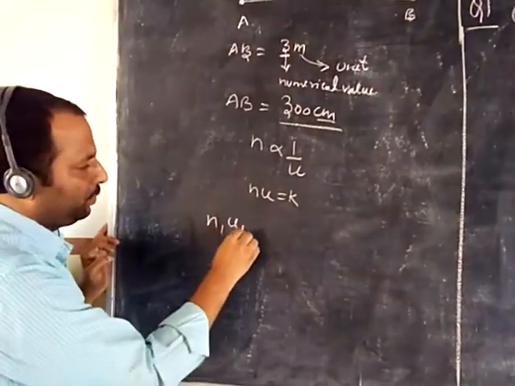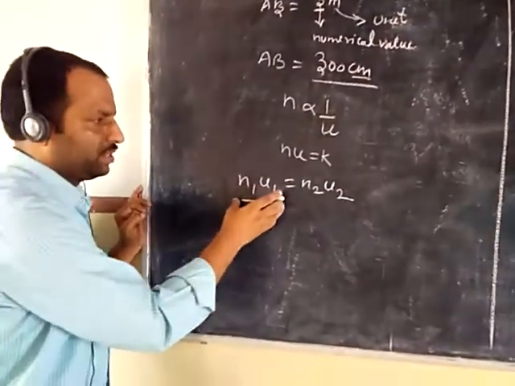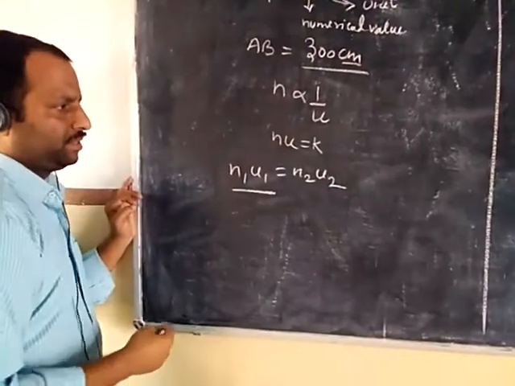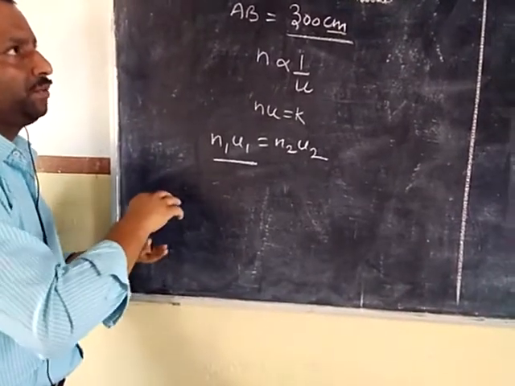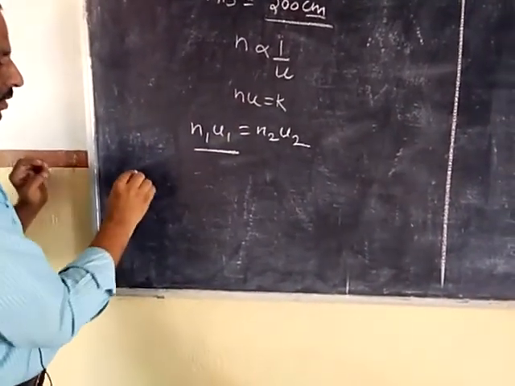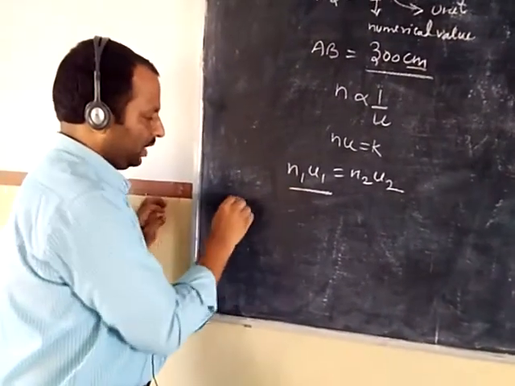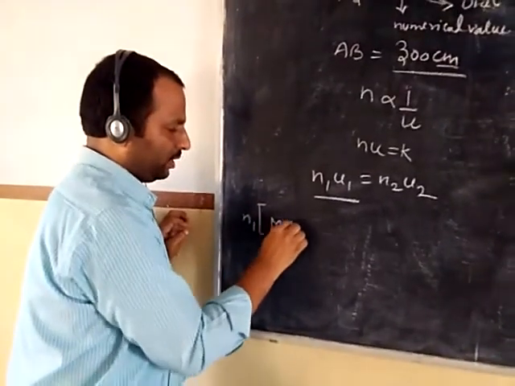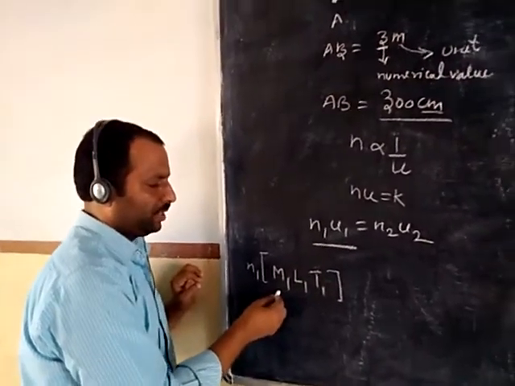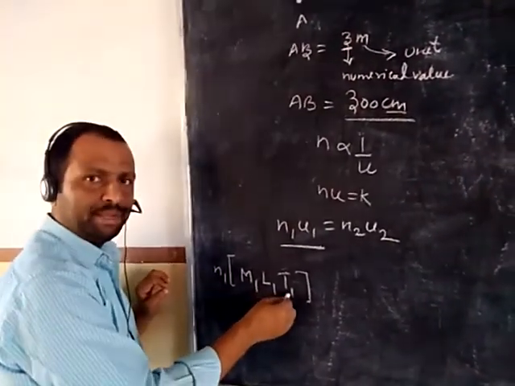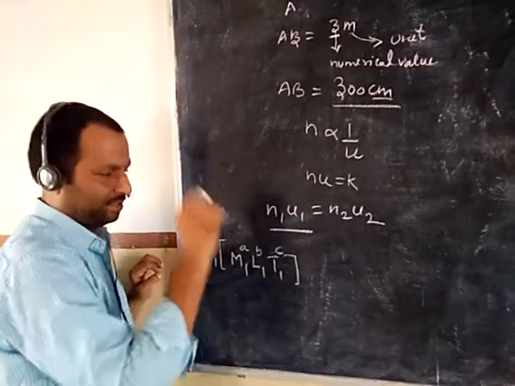Now we can write N1 U1 is equal to N2 U2. This is the measurement in one system and this is the measurement in another system. Similarly, we will use this concept in the conversion of one system of units into another. For example, N1 is the numerical value in one system, into M1, L1, T1. These are the fundamental units of mass, length and time in one system, and A, B, C are the dimensions in that system.